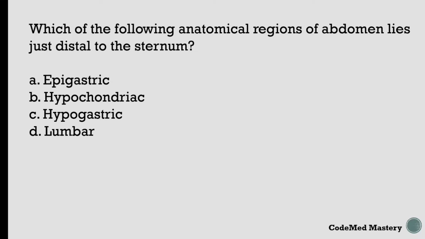Next question. Which of the following anatomical regions of the abdomen lies just distal to the sternum? Option A epigastric, option B hypochondriac, option C hypogastric, option D lumbar. The right answer is option A epigastric.